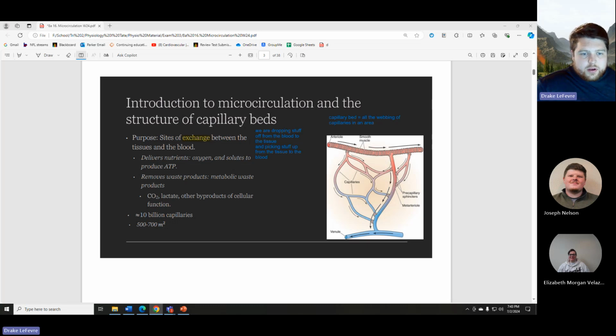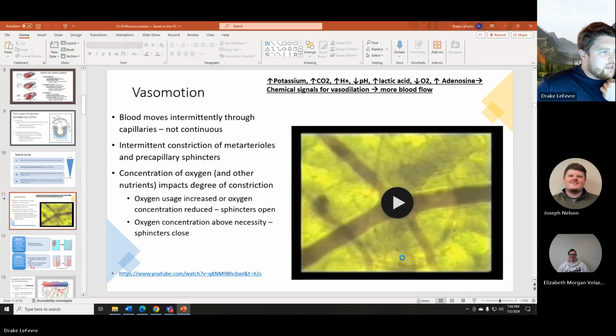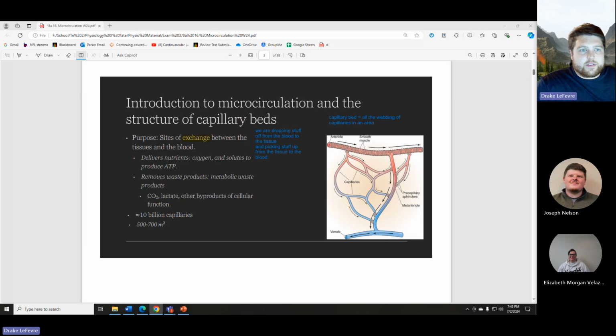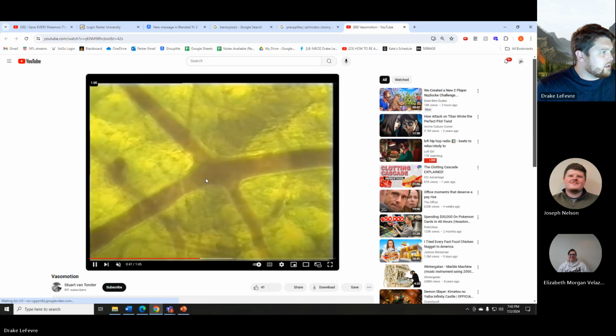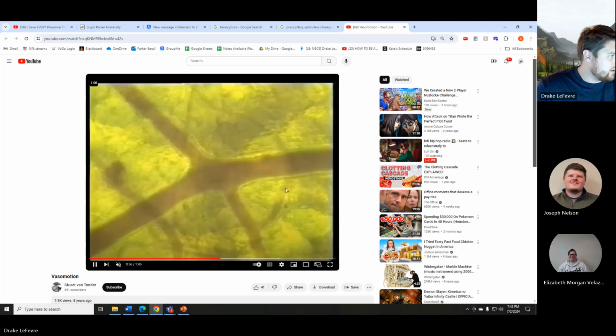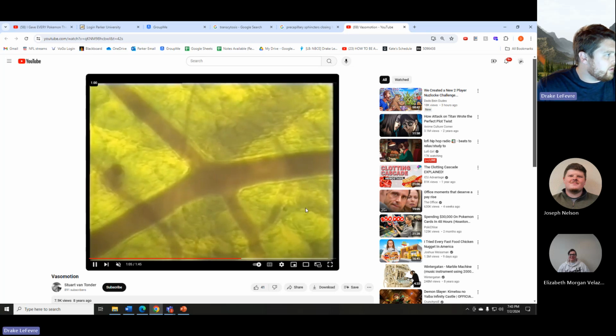Let me see if I can find it. Nope, not that one. No, it's in here. Here it is. This video is really, really cool. Open it up. So this is actually a live stream. See all of these different vessels going off to the side, and just watch the blood flowing through those. And it should wait for everything to close down.